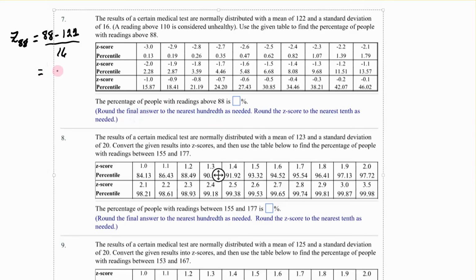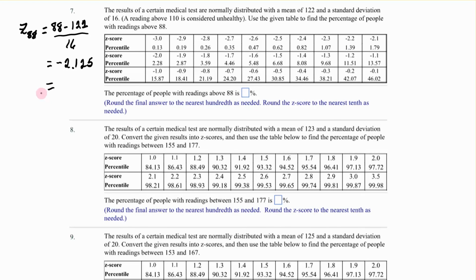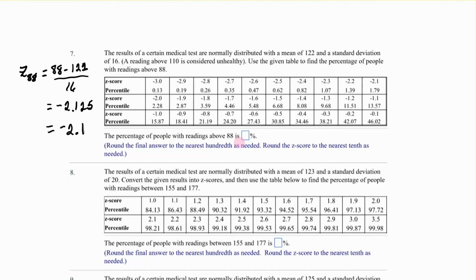I get negative 2.125, and this is rounded to, this is only in tenths, so I'm going to say that this is approximately negative 2.1. All right, so now I'm looking for the percent of people with readings above a z-score of negative 2.1. Okay, z-score negative 2.1. It's right there.